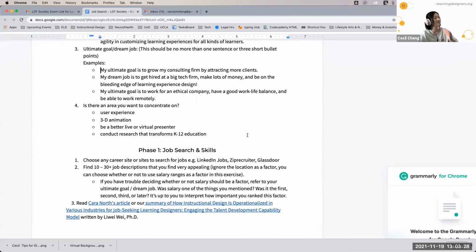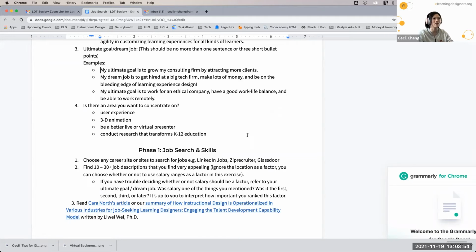And then the fourth question is really optional. Throughout your master's program, you may have been exposed to different things. You've probably seen other people's portfolios. So just think about whether or not you want to concentrate on a certain area. And this might happen more as you go through job descriptions that appeal to you. Some examples are user experience, 3D animation.